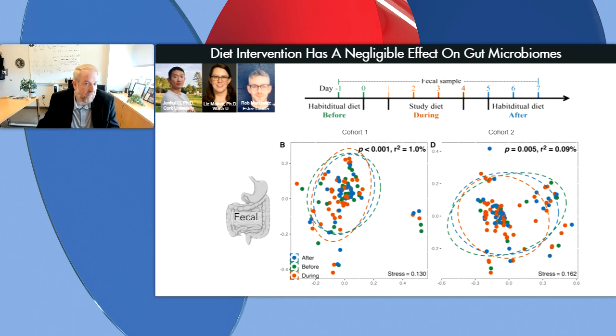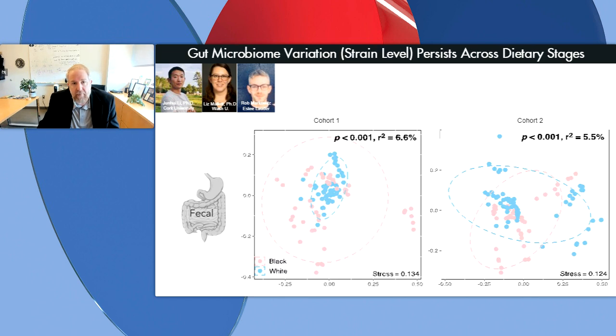This is showing very much the same data, but in a different form, that the dietary intervention really has a negligible effect on the gut microbiomes. This ordination plot shows the before, during, and after phases of the gut microbiomes in cohort 1 and cohort 2, and there's really very little difference, although it's statistically significant. These values are so modest that there's almost no change in the microbiomes. Now, the gut microbiome variation at the strain level also persists across dietary stages, and this is now gut microbiome variation between the 2 social identity groups. And as you can see in cohort 1 and in cohort 2, there are persistent differences in all the stages, which are just combined here. And that is a fact that continues throughout the study.